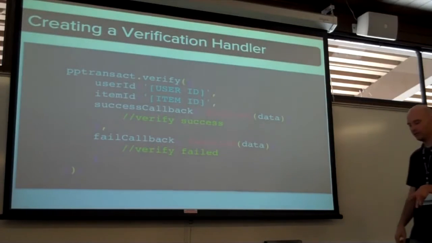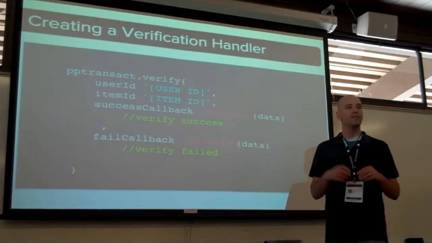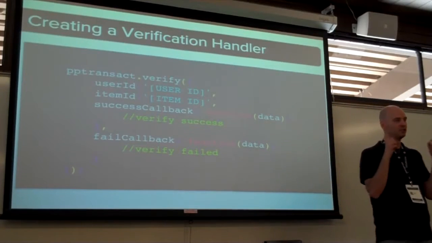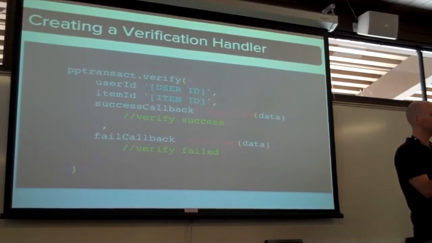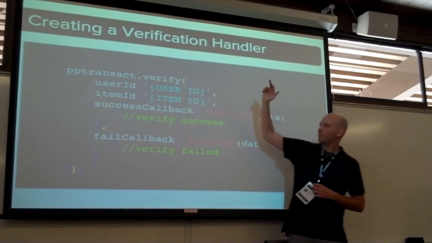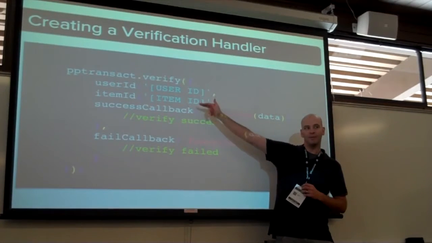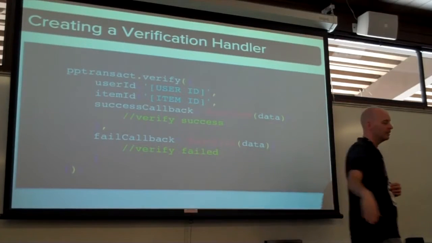Okay, much like the billing handler, you're going to have to set up a verification handler. The verification handler is really, again, just used to verify the purchases that the user has already made. Sorry, did you have a question? Oh, okay. So in the same way, you'll have your user identifier, your item identifier, same stuff as before, and then your success and fail cases.